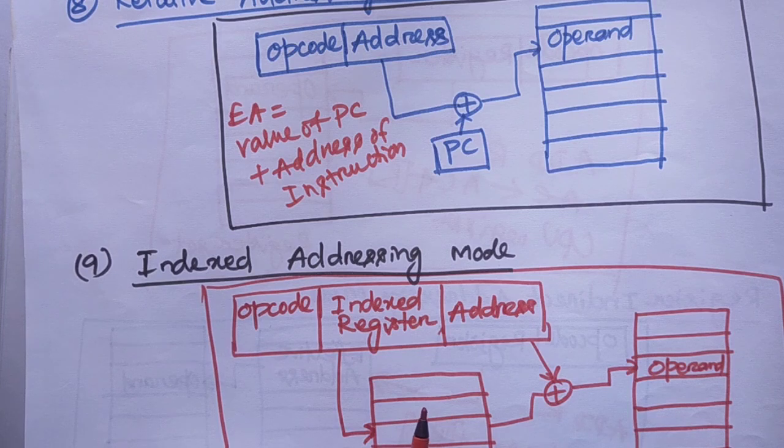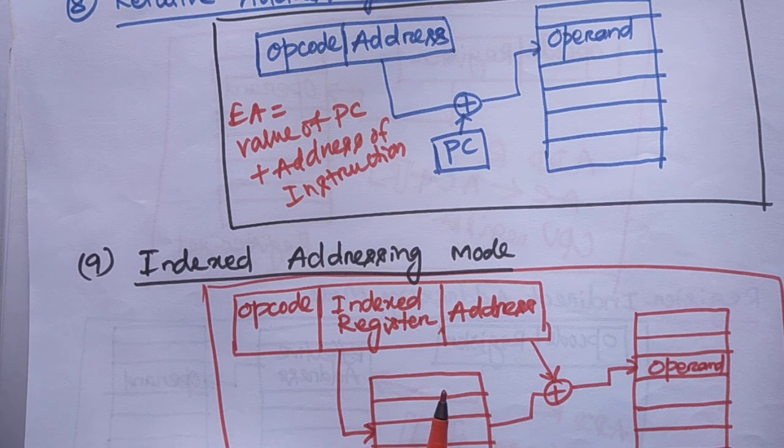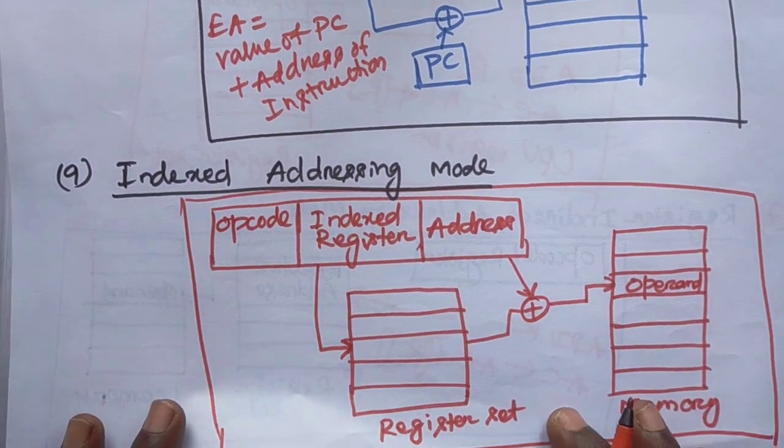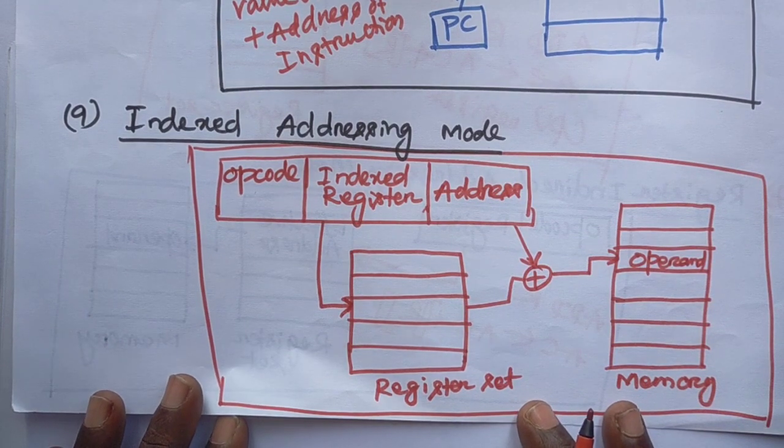So this is the basic concept regarding PC relative addressing mode. Next is indexed addressing mode. If we go through indexed addressing mode, the same concept can also be applied, but there is another concept also, using the register set and memory.